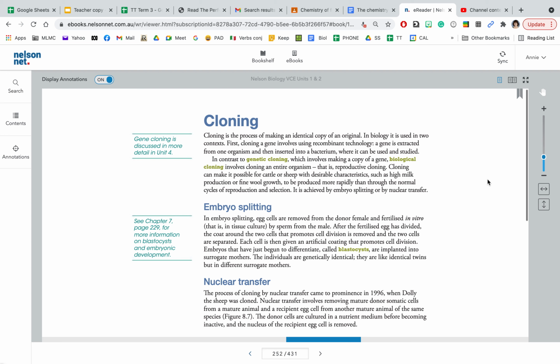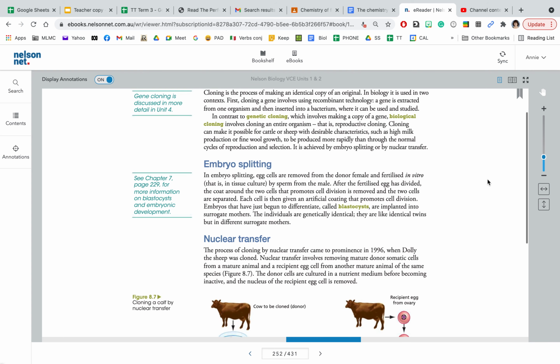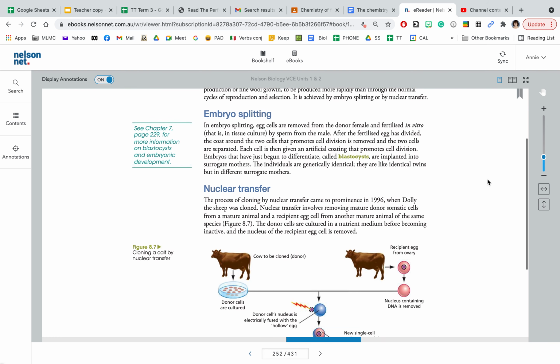studied. In contrast to genetic cloning, which involves making a copy of a gene, biological cloning involves cloning an entire organism. That is, reproductive cloning. Cloning can make it possible for cattle or sheep with desirable characteristics such as high milk production or fine wool growth to be produced more rapidly than through the normal cycles of reproduction and selection. It is achieved by embryo splitting or by nuclear transfer.